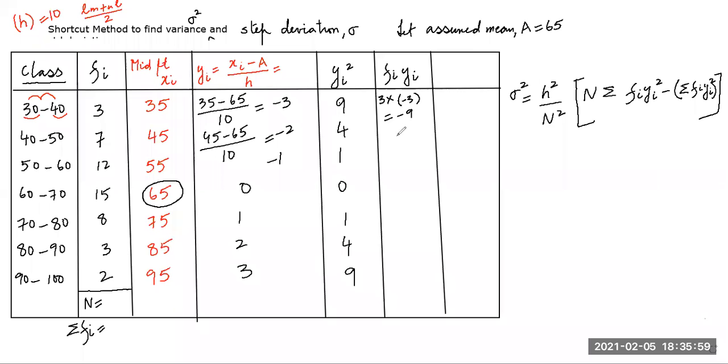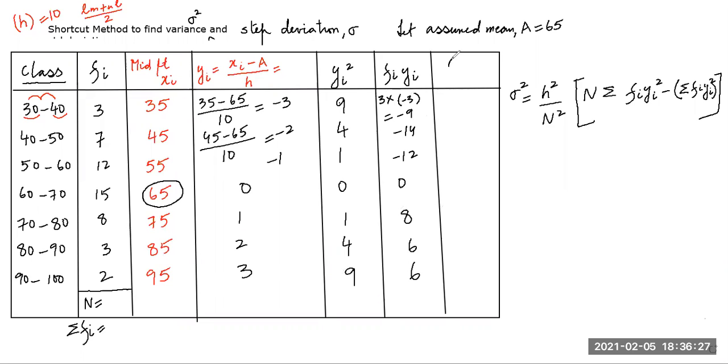Similarly, I will complete this. So it will be minus 14. See, 7 into minus 2, and 12 into minus 1 is minus 12. And then here it will be 0, and then 8, 6, 6. You see that 3 2s are 6, 3 2s are 6, 8 1s are 8. Fine. We got fi yi also.